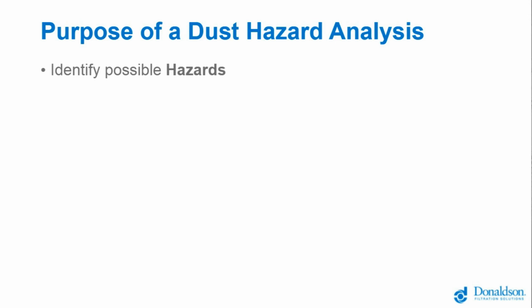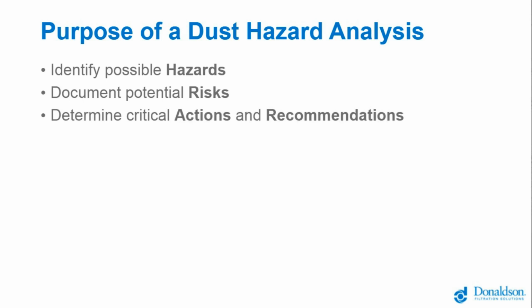And while hazards may be inherent characteristics of the dust, risks represent the potential measure of human injury, environmental damage, or economic losses, which could result if an injury or an incident were to occur, and they're typically associated with specific risk scenarios. Once these are identified and documented, the purpose of the DHA is also to determine actions which have or could be taken to address the risks identified in the process.